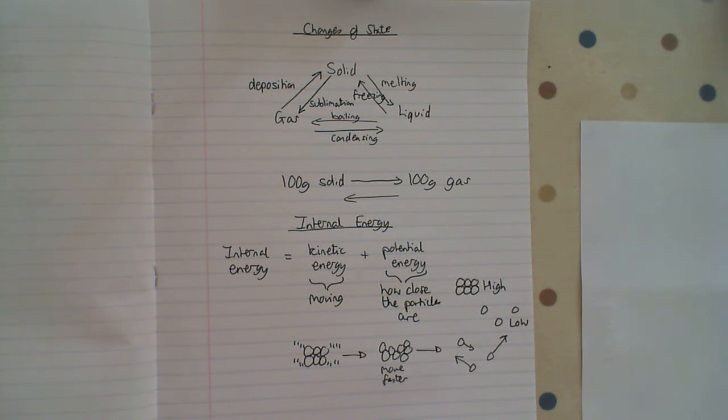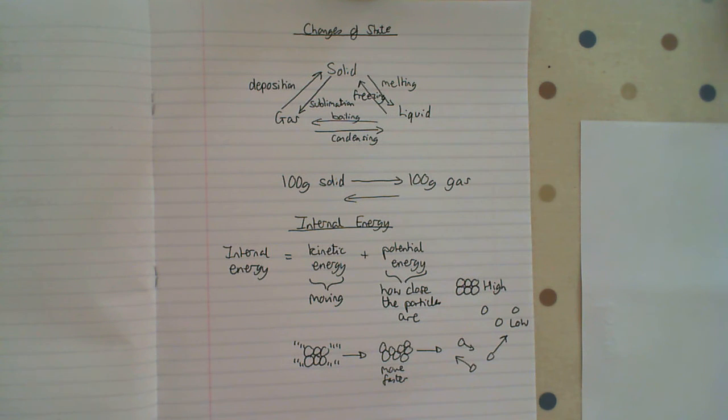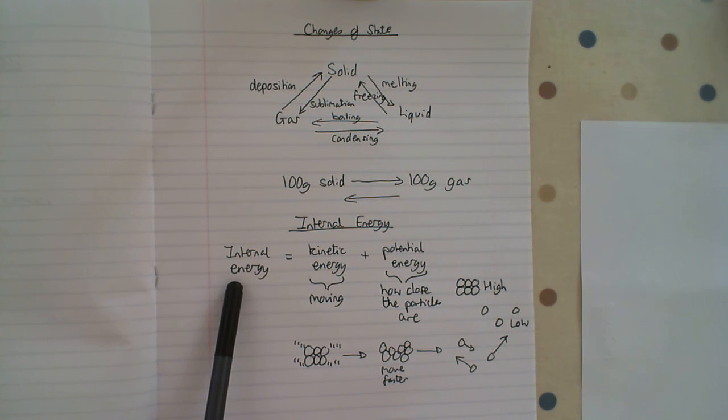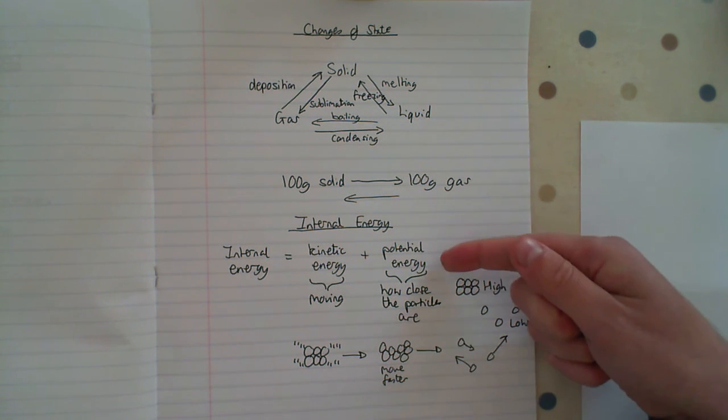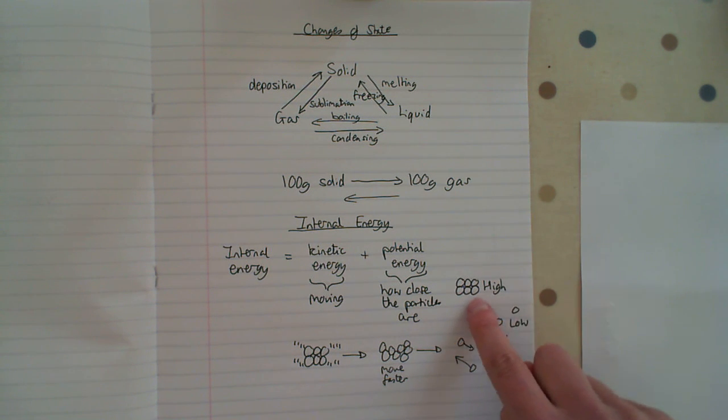So that's how changes of state occur, by increasing or decreasing internal energy. We heat something up, they move faster, so they get more kinetic energy, so they get more internal energy. If we cool a substance down, we're making the particles move more slowly, so we get less kinetic energy and therefore less internal energy. Don't forget, potential energy all depends on how close the particles are together. Solids have got high potential energy because the particles are very close. Gases have got low potential energy because the particles are far apart.